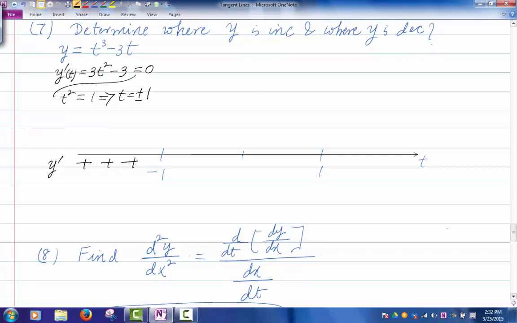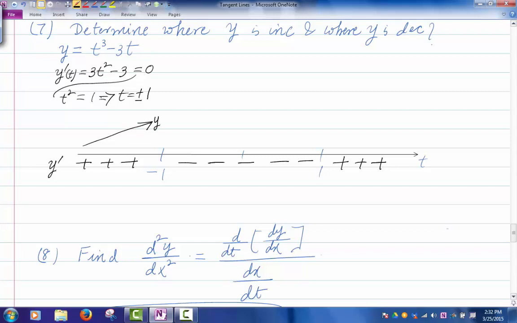And what is happening between negative 1 and 1? Well, between negative 1 and 1, I have 0. Plug in 0 for y prime. You get negative 3. So I know that it's negative throughout this interval. And then after 1, what's happening? Positive again. Okay, so what can I say then? I can say that y is increasing until negative 1.